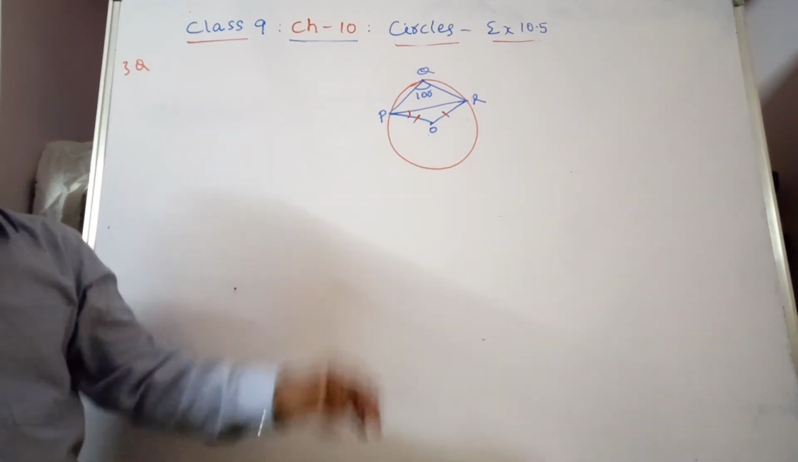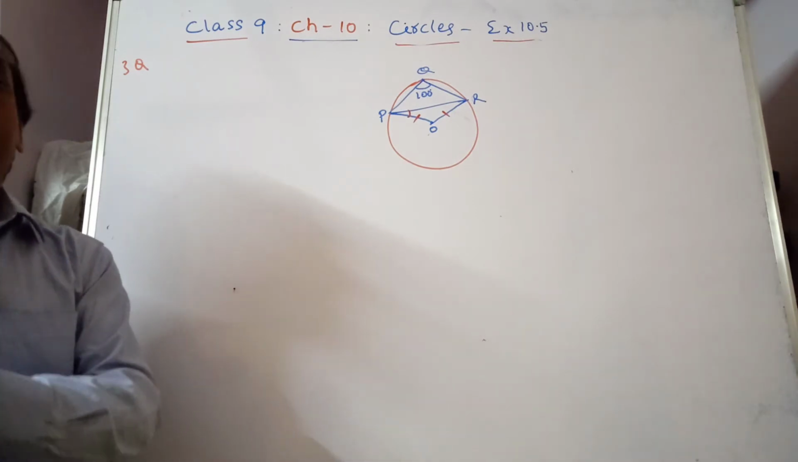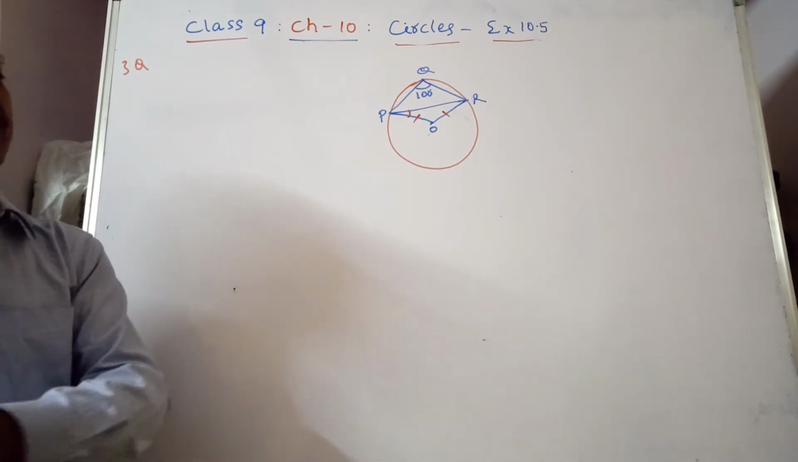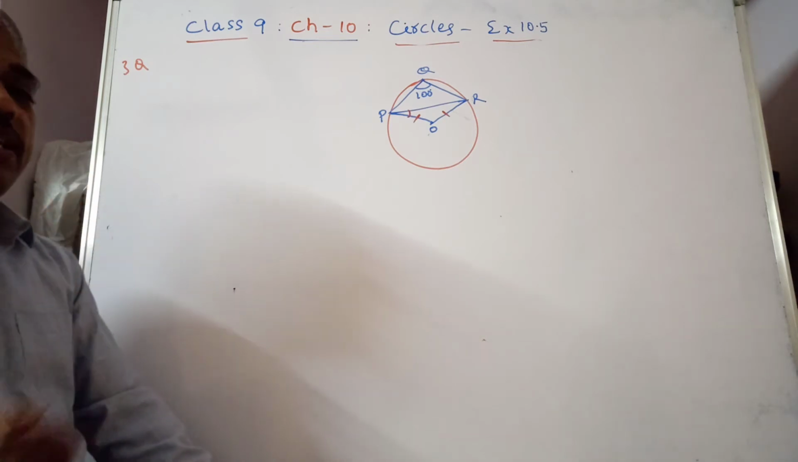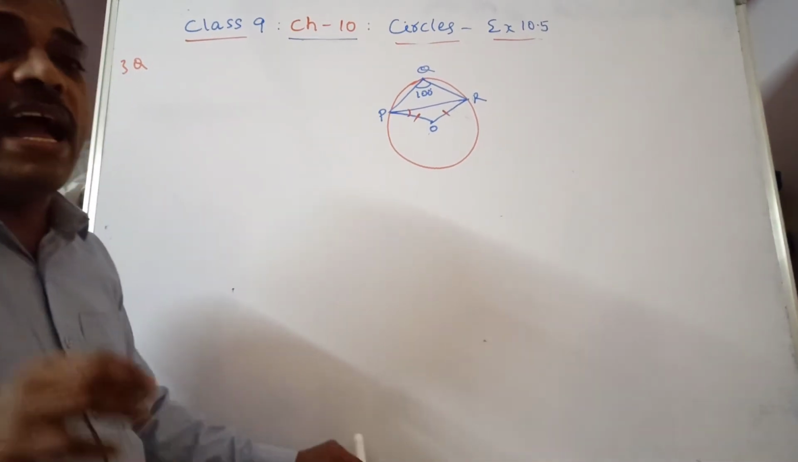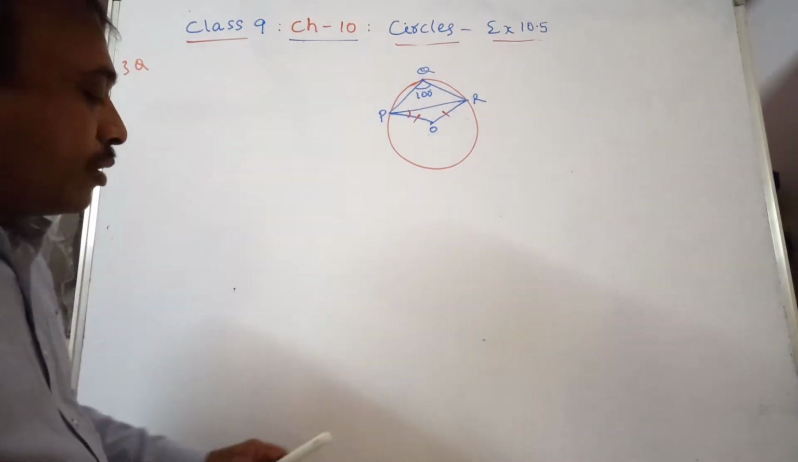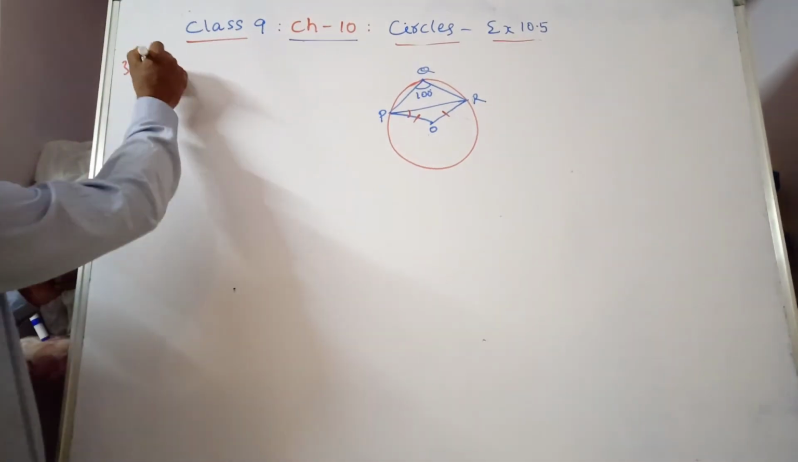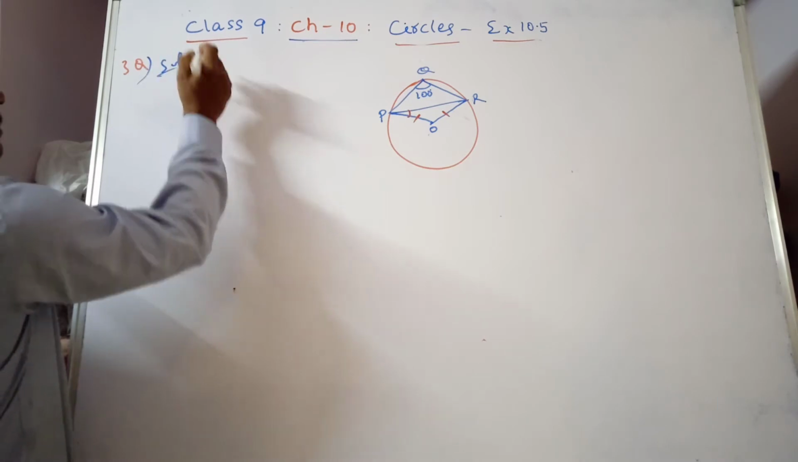Total angle in a circle is 360 degrees. With that concept we can use the reflex angle, and then we can find out the previous question as well as this question. But we are using the concept of cyclic quadrilateral angles: opposite angles add up to 180 degrees. So first you see what is given in this.